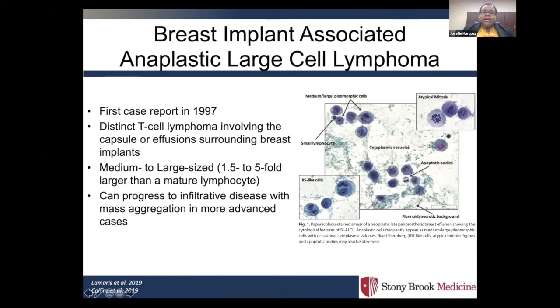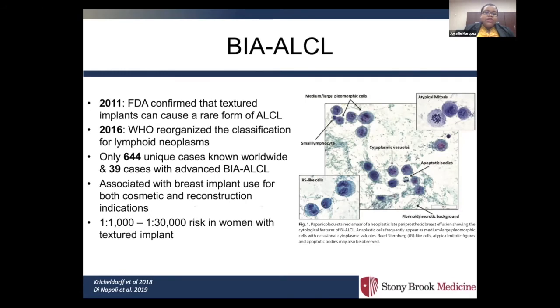Breast implant associated anaplastic large cell lymphoma is a distinct T-cell lymphoma involving the capsule or effusion surrounding the breast implant. The first case report was published in 1997. The lymphocytes are medium to large sized, and they can progress to infiltrative disease with mass aggregation in more advanced cases. In 2011, the FDA confirmed that textured implants can cause a form of ALCL. And in 2016, the World Health Organization updated the classification of lymphomas to incorporate BIA-ALCL.